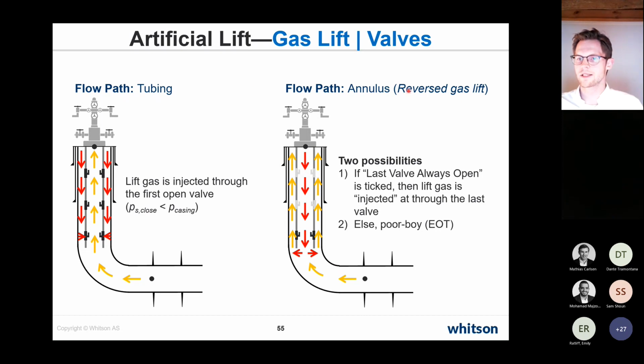When we have annulus, reversed gas lift, there's only 2 things that can really happen. Either there's an option of always having the last valve open, so there's no opening or closing pressure. It's always open. In that case, when we do reversed gas lift, the lift gas is injected through that last valve. If that's not ticked, this option, then we do pour buoy. So the gas is injected into the tubing, goes down around the tubing end and up the annulus together with the well stream.